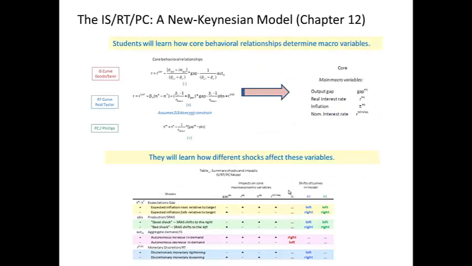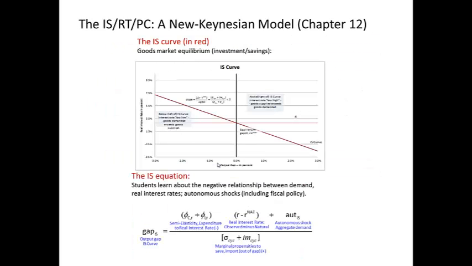Now, in this book, students are going to learn how core behavioral relationships are going to determine macroeconomic variables. Here you can see the core behavioral relationships and the core variables: output gap, real interest rate, inflation, nominal interest rate. They're going to learn how different shocks affect these variables in a qualitative way. Now let's go equation by equation.